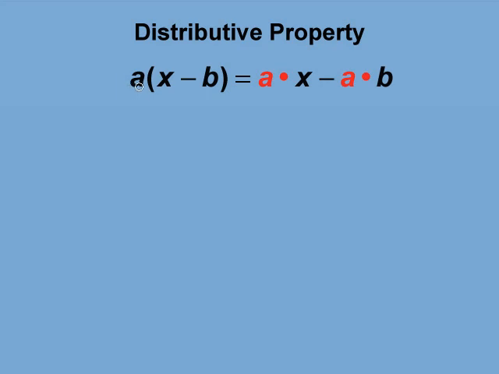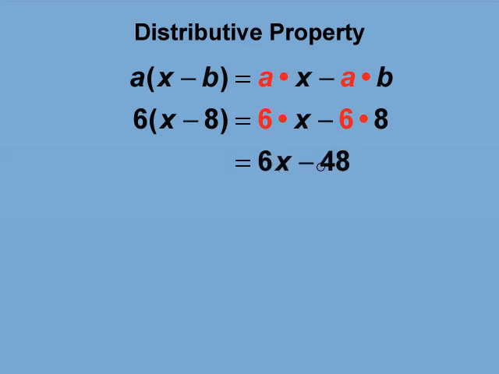Using the distributive property with an expression of this form has the a term distributed to each of the terms in the variable expression. So we take the 6 and distribute it to the x and the 8 as shown here. The result is 6x minus 48.